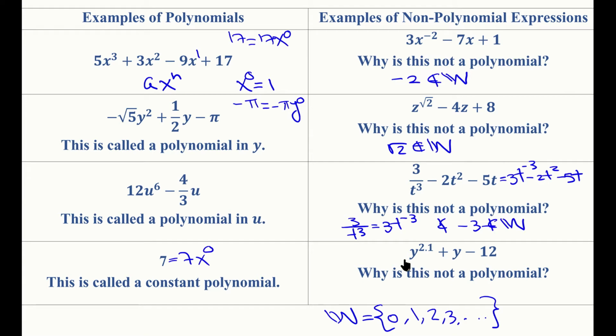All right, so in our last example, this looks very much kind of like a polynomial, except, even 2.1 isn't going to cut it. It's close to a whole number, but not quite. So why is this not a polynomial? Because 2.1 does not belong to the set of whole numbers.